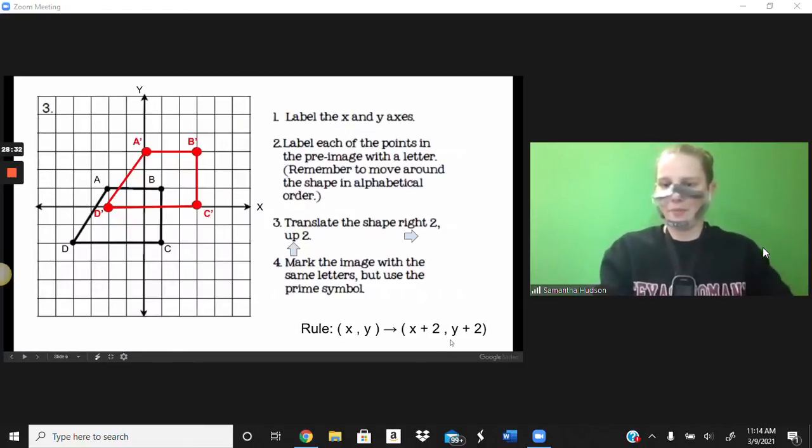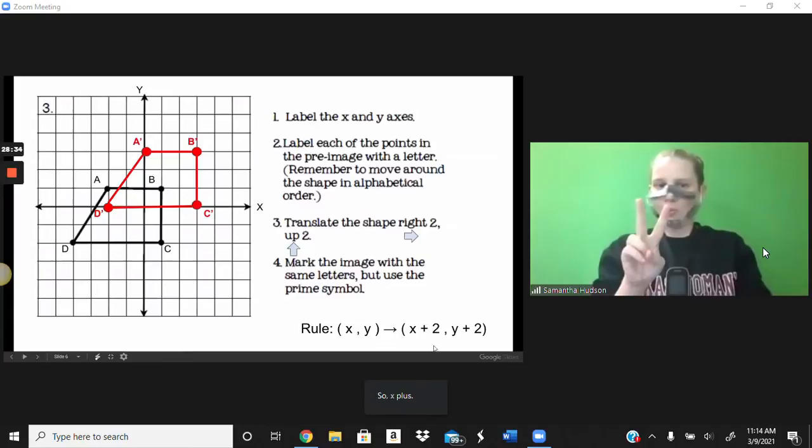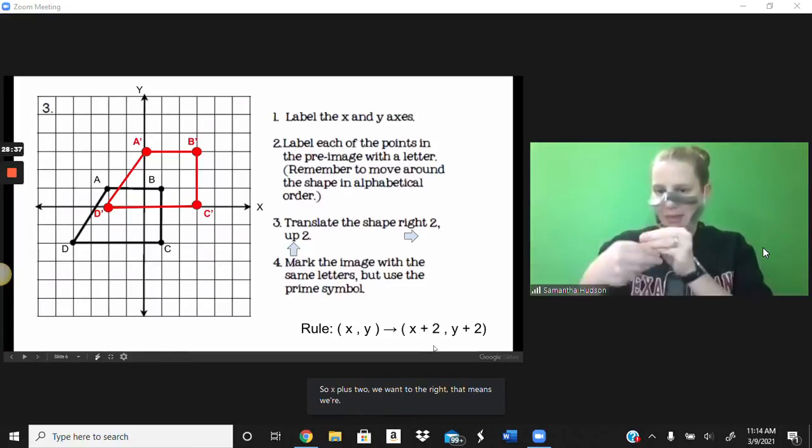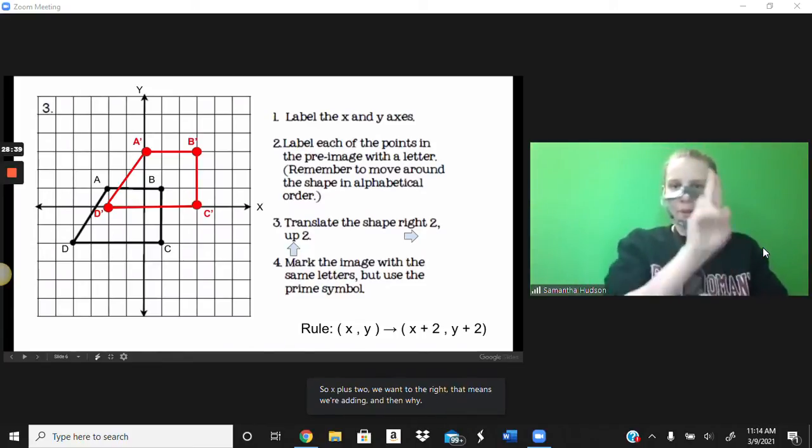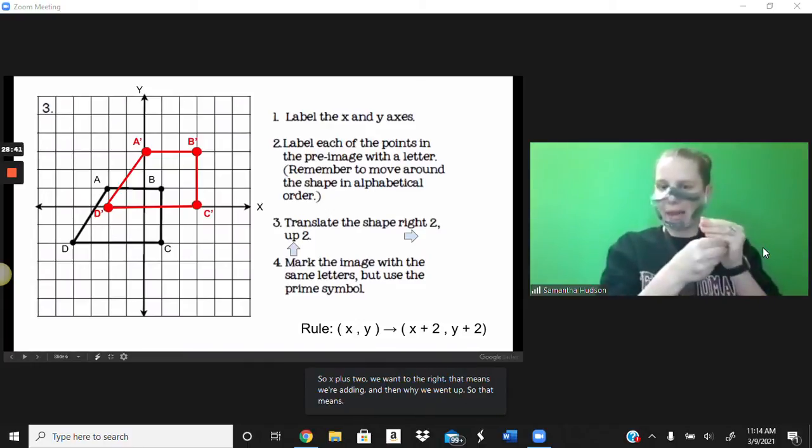There we go. So X plus 2, we went to the right. That means we're adding. And then Y, we went up. So that means we're adding.